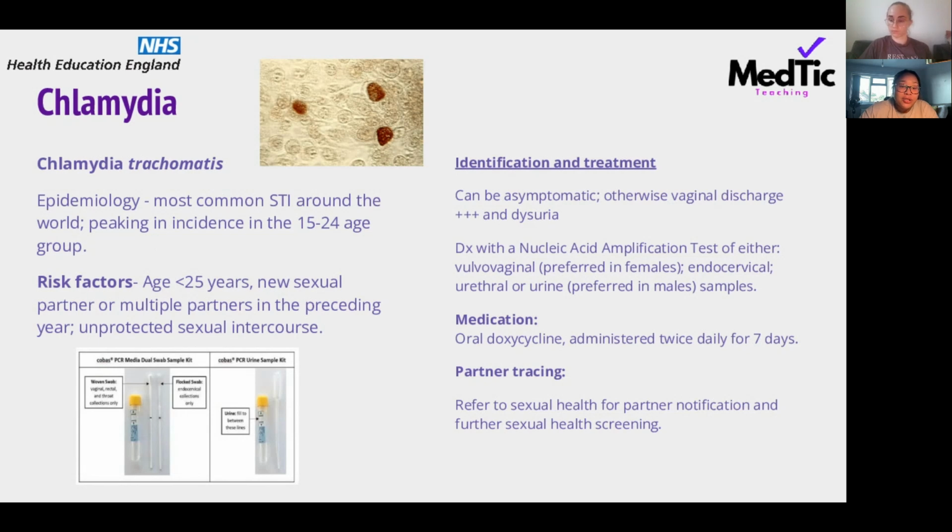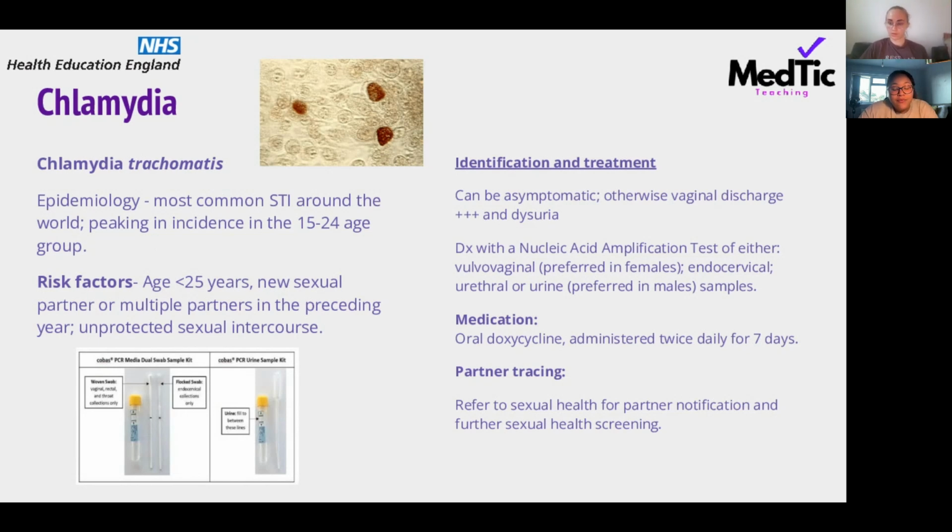Chlamydia is currently the most common STI around the world. 20, 30 years ago, it used to be gonorrhea. The peak incidence age is 15 to 24, so really young adults, the first few years in university. Risk factors: the main ones are unprotected sex, new sexual partners and multiple sexual partners. And again, look out for the key symptoms.